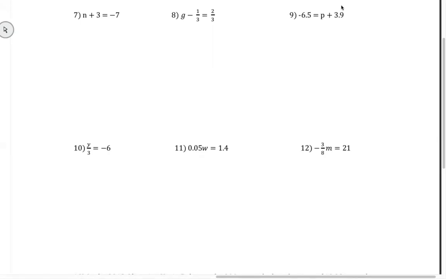Mr. Anderson, we're just on 1.1, solving one-step equations. We just got to problems 7 through 12, and I'm recording this, so I'll put it up and you can get caught up.